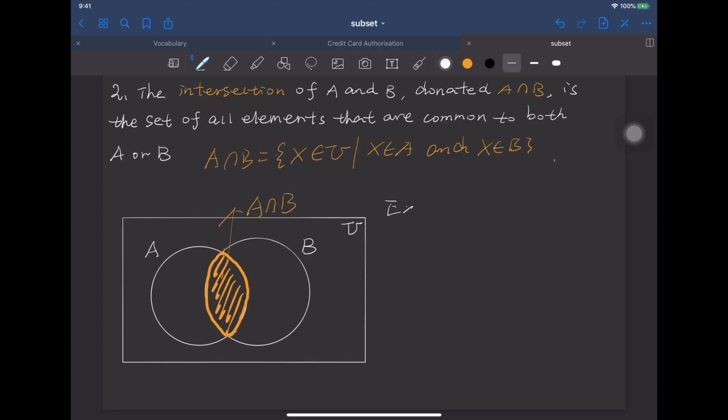Let's look at an example here. If we have a set A with elements 1, 2, 3, and a set B with elements 2 and 3, then the overlap of A and B is 2 and 3.